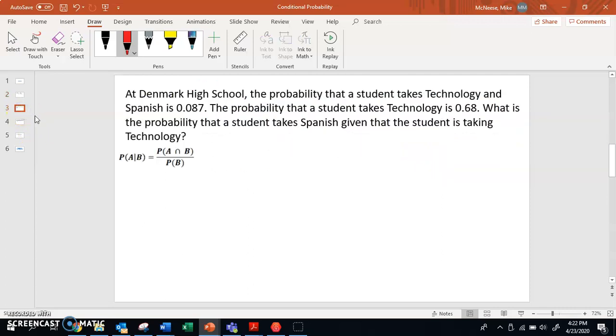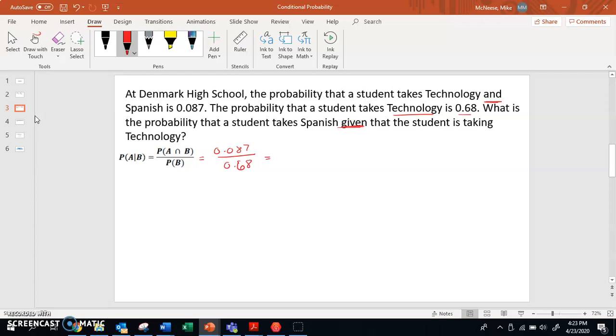At Denmark High School, the probability that a student takes technology and Spanish is 0.087. The probability that a student takes technology, just technology, is 0.68. What is the probability that a student takes Spanish given that a student is taking technology? So I've got our formula here. Anytime you see the word and, you know that is probability of A intersect B. So technology and Spanish is 0.087. So I'm going to have 0.087 on top. And then on bottom, it says the probability that a student takes technology is 68% or 0.68.